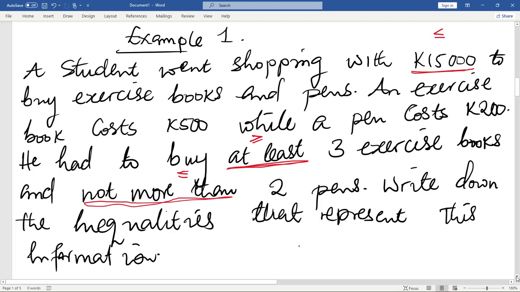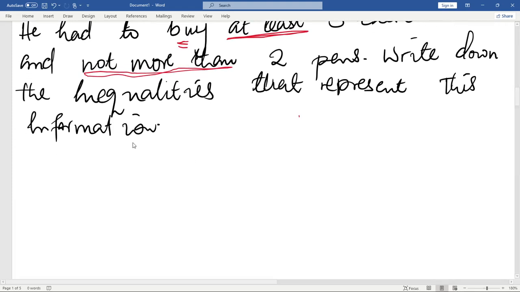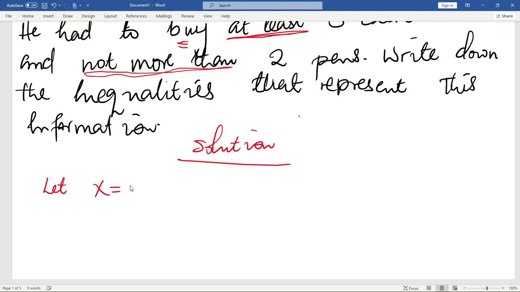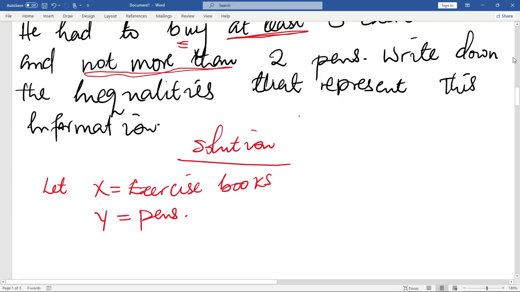Now, for our solution, we let x be equal to the exercise books, and then we let y be equal to pens.